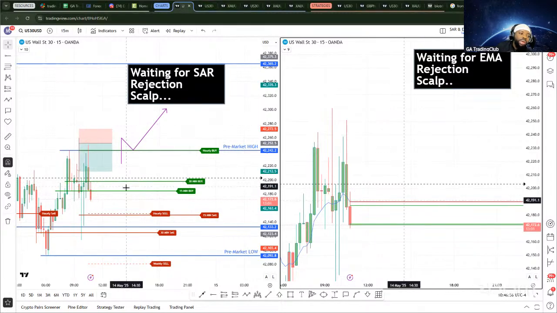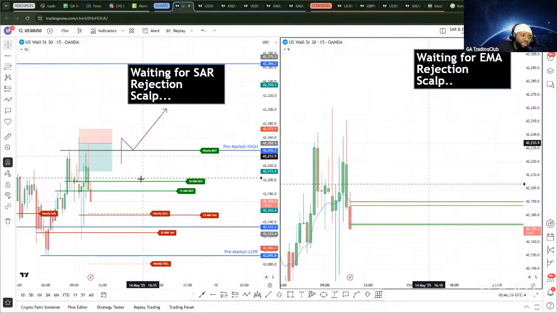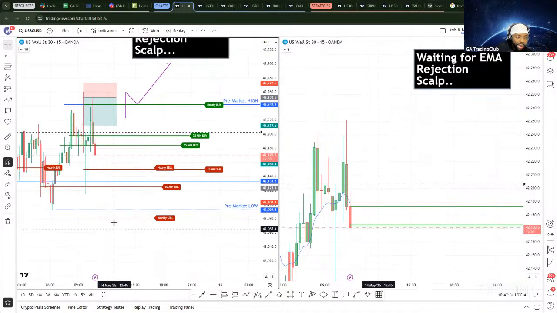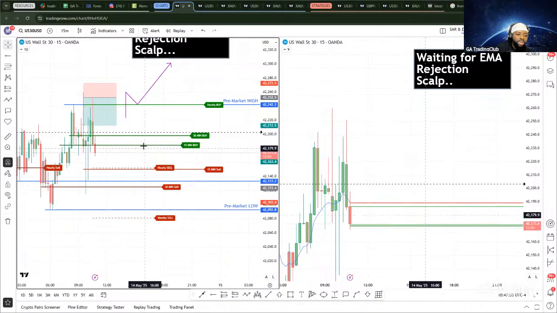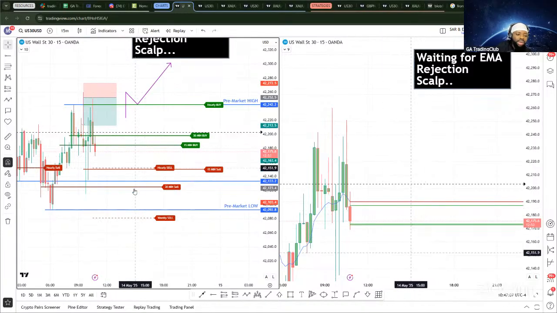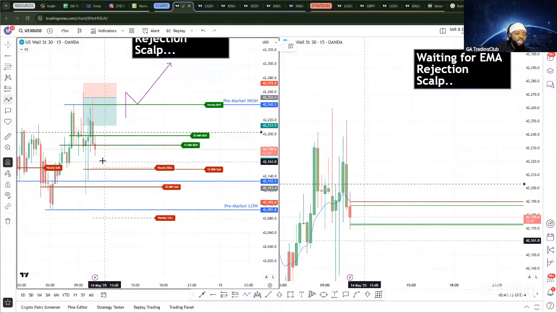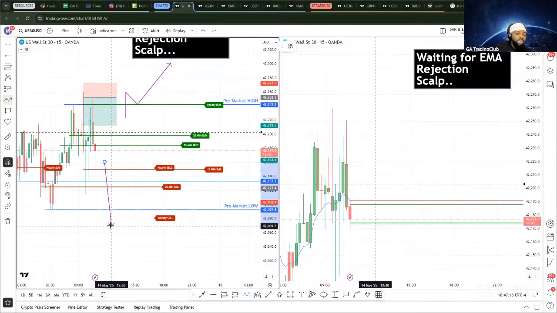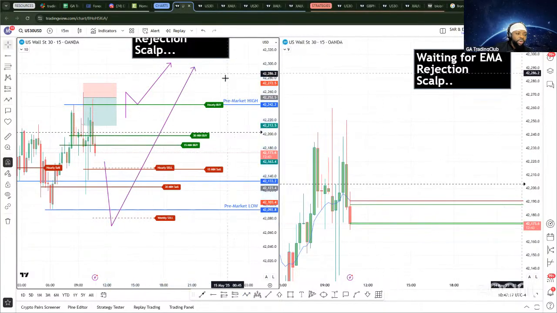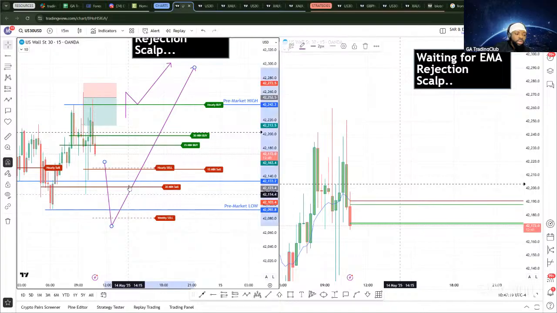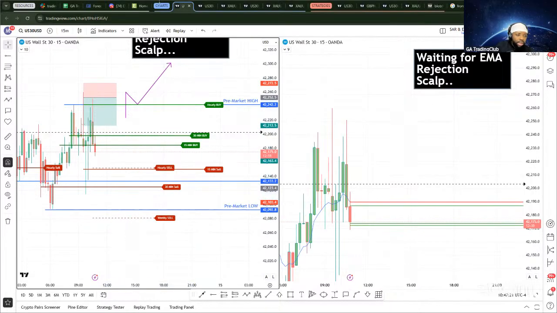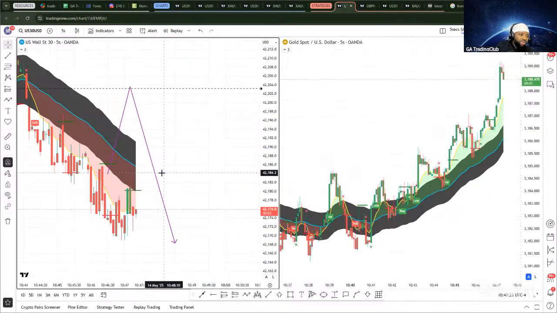So I think where price is getting attracted to currently is this pre-market low. They haven't tested the pre-market low, and we are like 70 points, 80 points away from it. So it's actually not that far. If any meaningful rejection back to the upside is to happen, I think it would be somewhere around there.